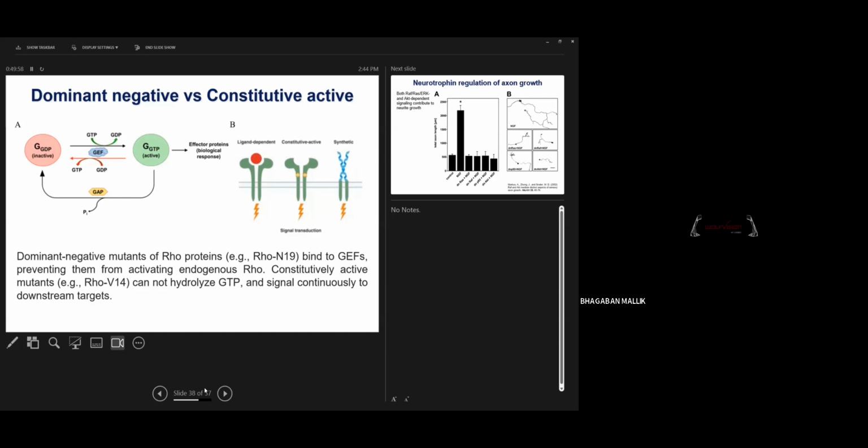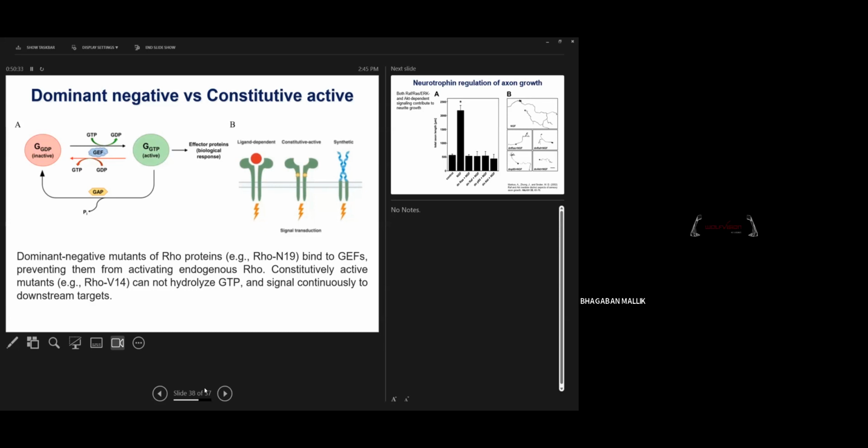The GDP bound form is the inactive state of the G protein, and the GTP bound state is the active state. The exchange of GDP to GTP happens because of a protein called guanine nucleotide exchange factor, which can exchange GDP to GTP. So this is the active form. Then you have another protein called GTPase activating protein, which can remove the phosphate from the GTP, and you have bound GDP, so that the protein becomes inactive. So you have these cycles.